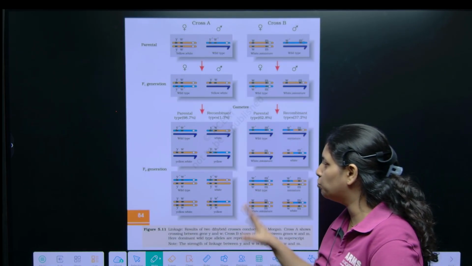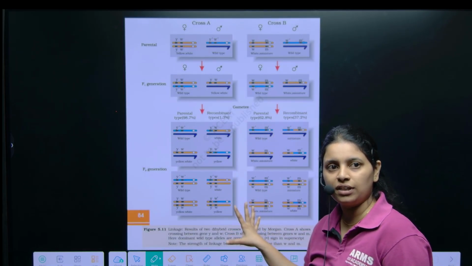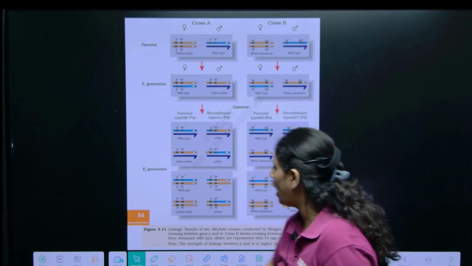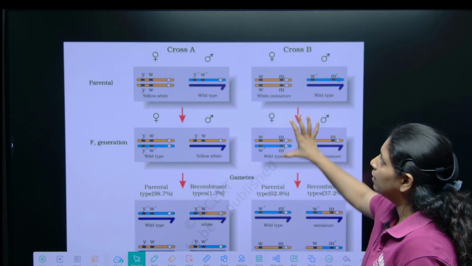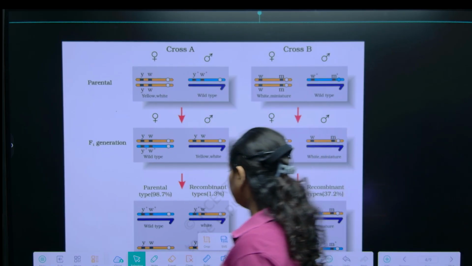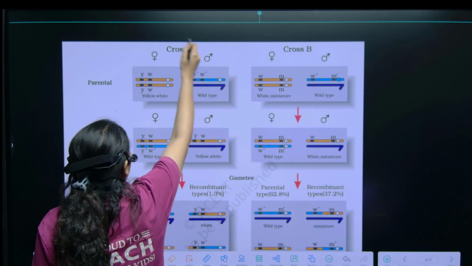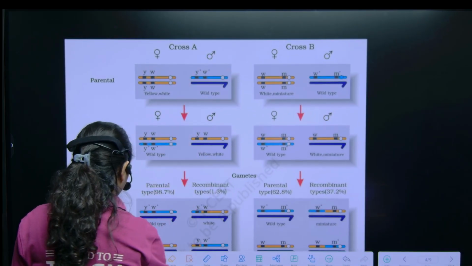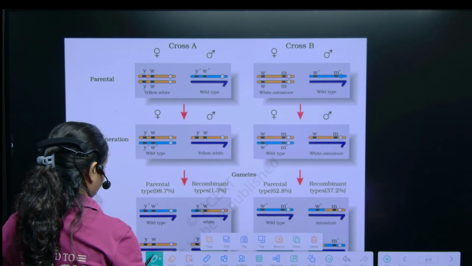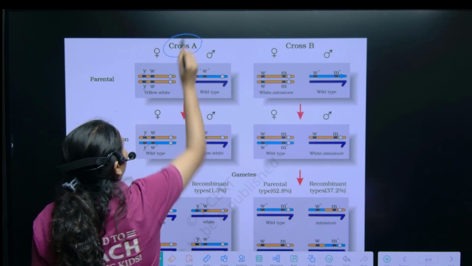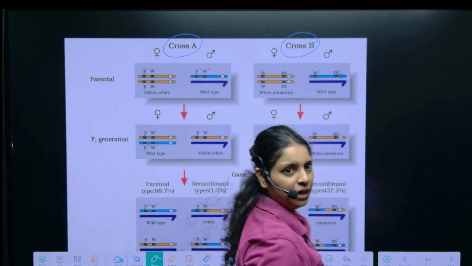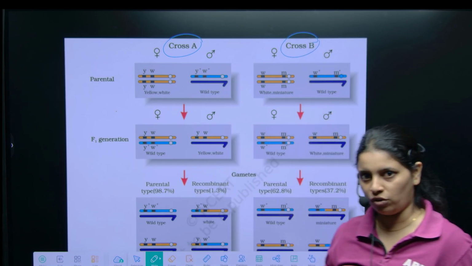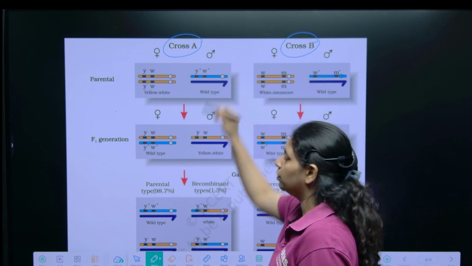Okay, so in your textbook, basically these crosses are shown like this. So we have two crosses over here, as you can see, right? We have cross A, and we have cross B. Okay, these are separate crosses. First, let's focus on the first cross.